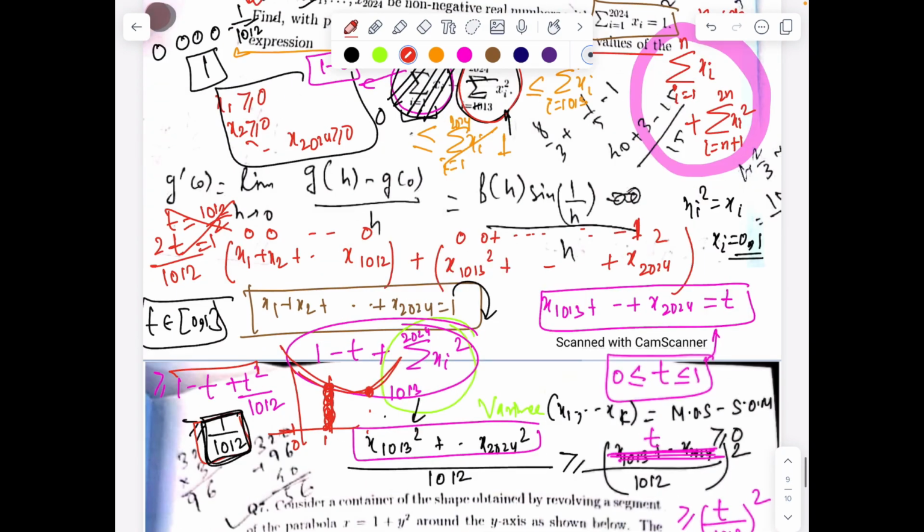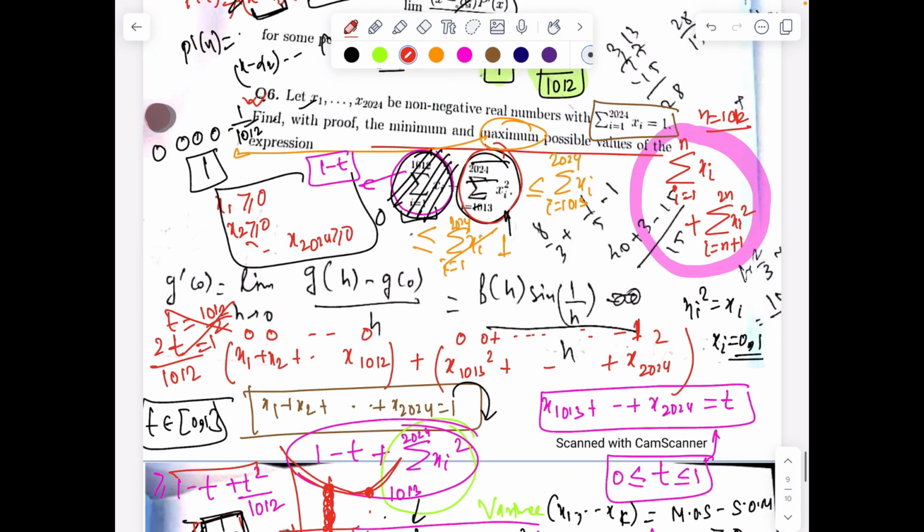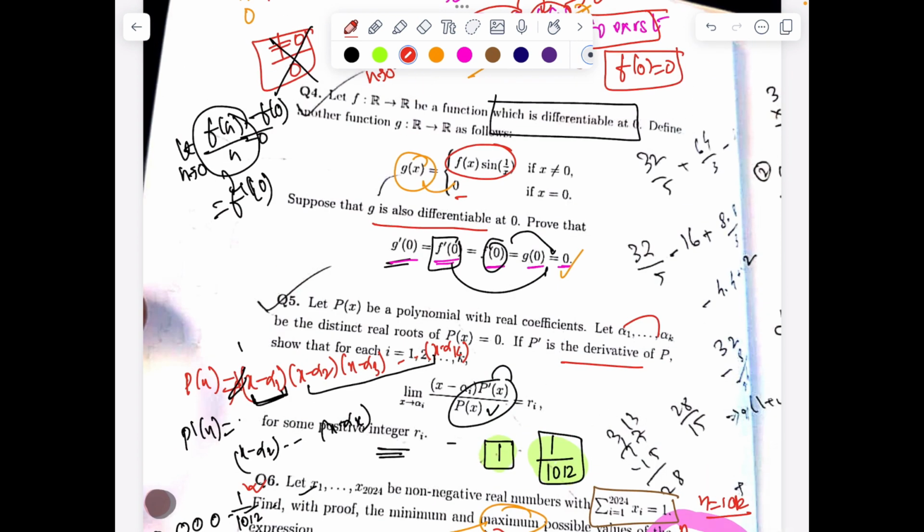So I hope you must have enjoyed this paper discussion, and the intention was to give you exposure even for the upcoming JEE Advanced examination, so that you can connect the basic ideas.